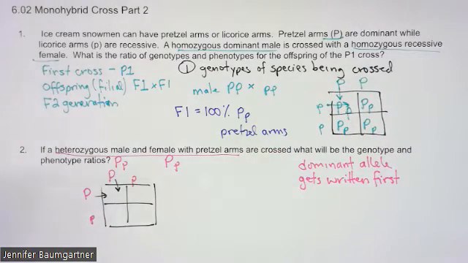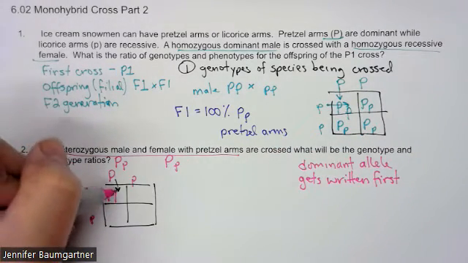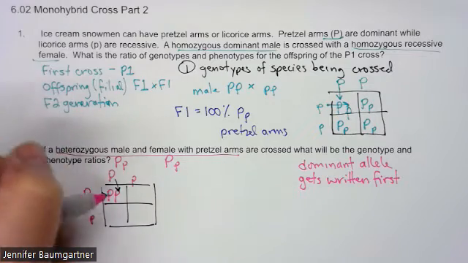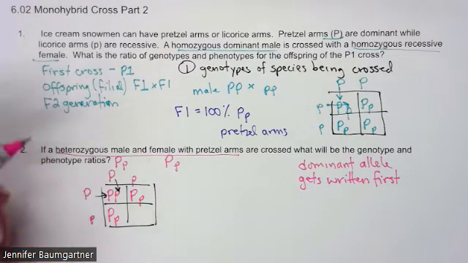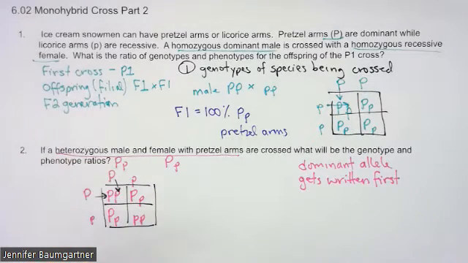Dominant allele gets written first. So here I have capital P, capital P. When I bring this down, I have a lowercase and a capital, capital, lowercase. Here I have a capital, lowercase, and here I have lowercase, lowercase.